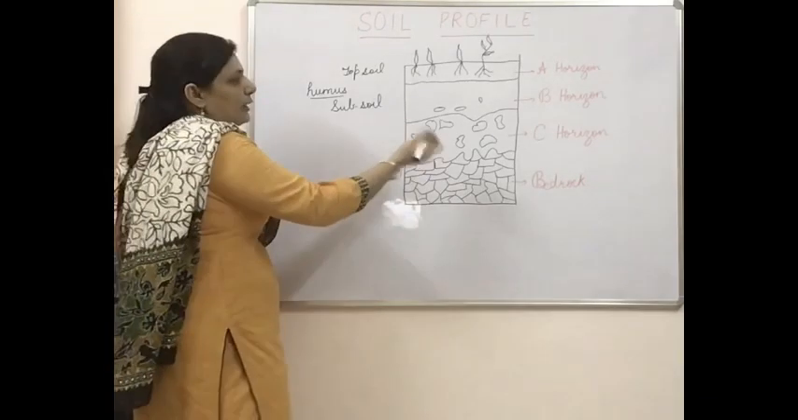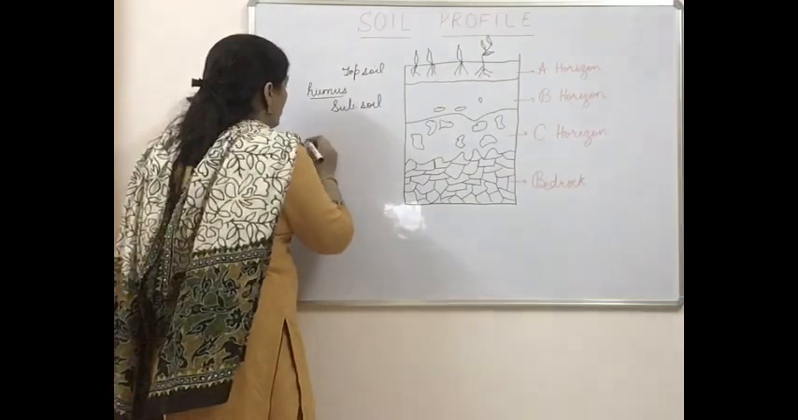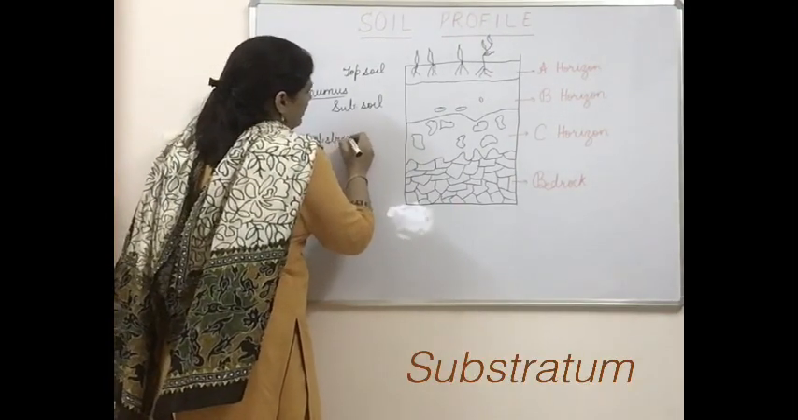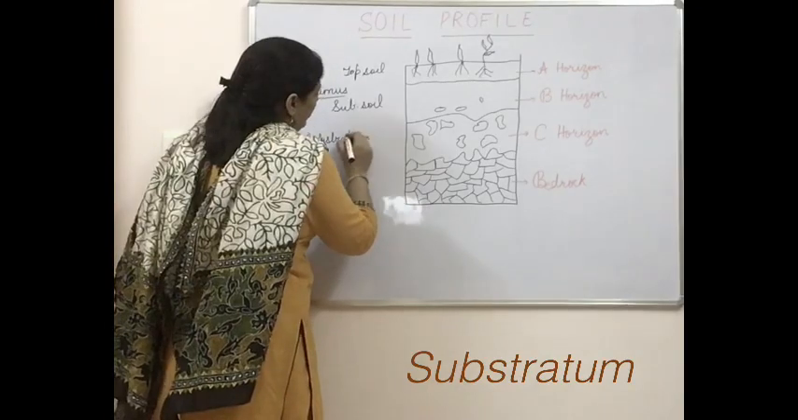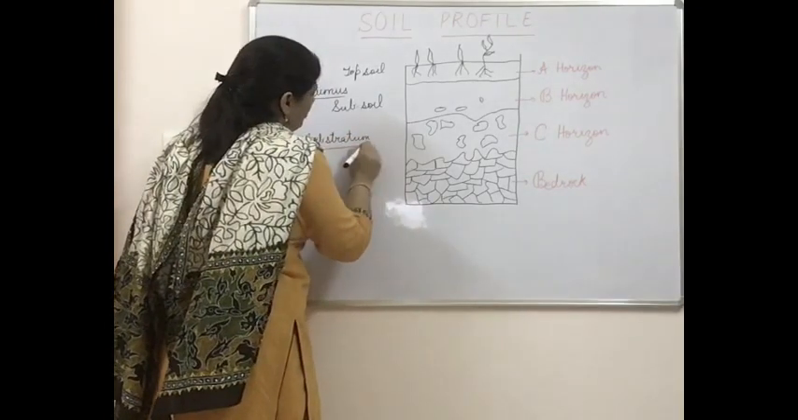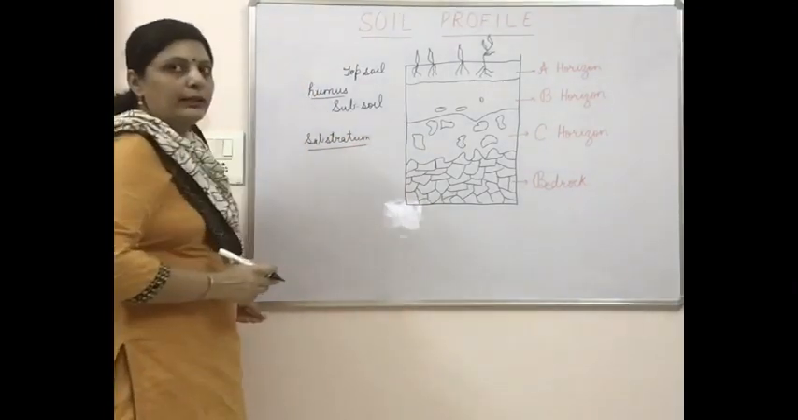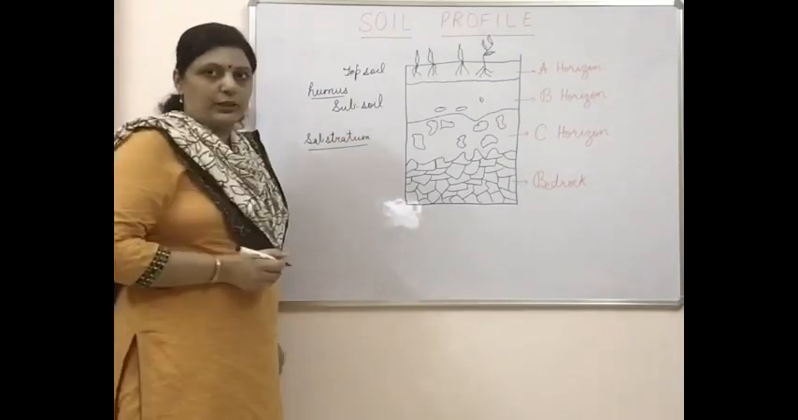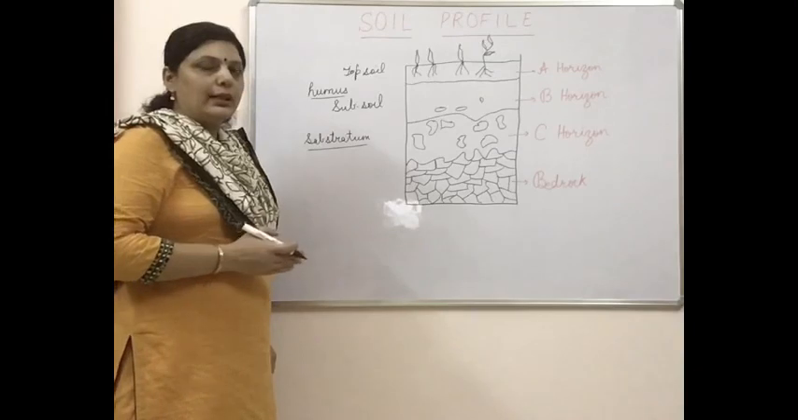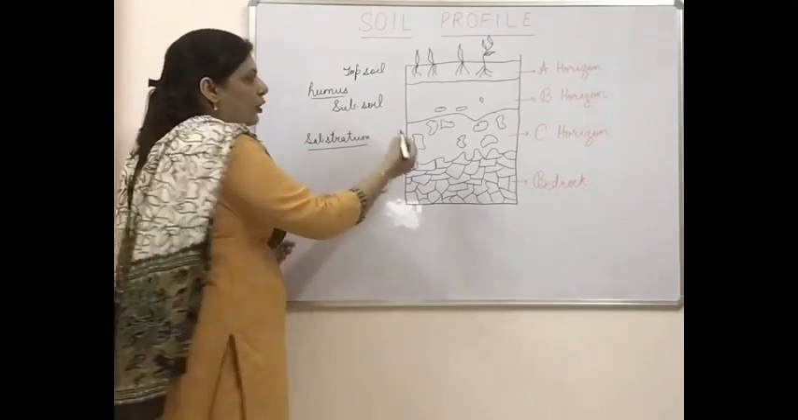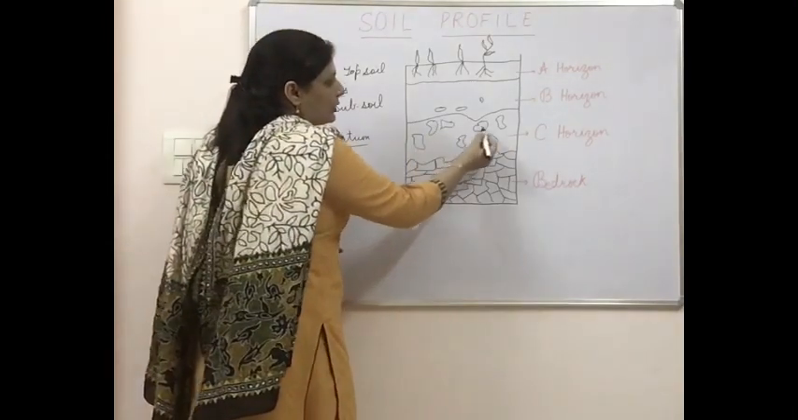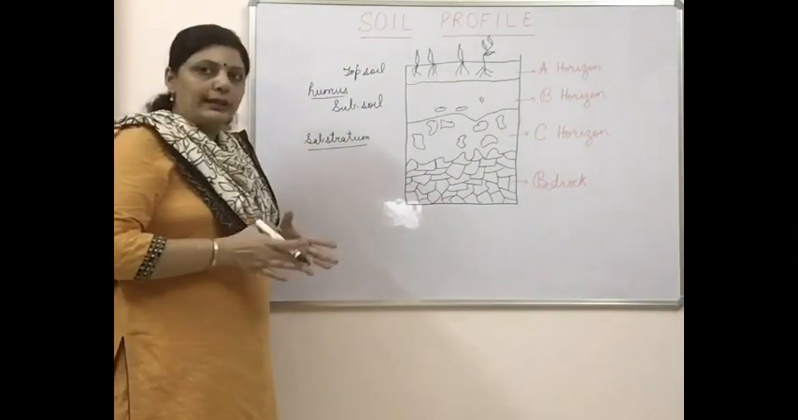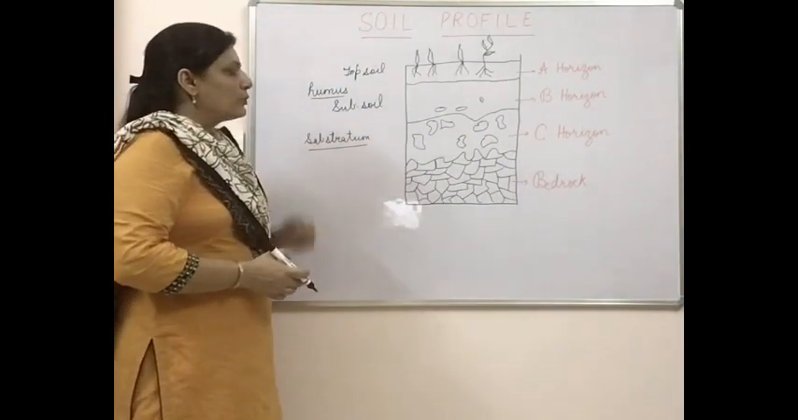Then after this we have the third layer, which is also called substratum. This term is not given in your NCERT, but if you want to learn, you can keep in mind that the C horizon is also called substratum. Now this layer has lumps of rocks. You can see these lumps of rocks present in this layer, and this layer is also tightly packed.